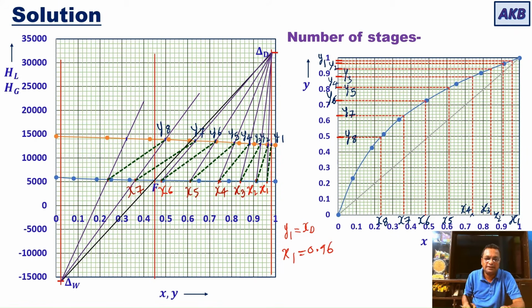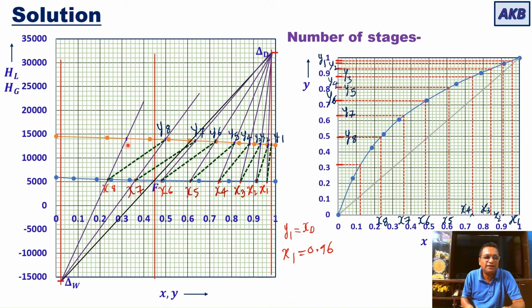So with this X8, I will come back to the enthalpy concentration diagram and locate X8. X8 is 0.24, so it is located over here. The next task is we will draw a construction line. The construction line will be drawn from X8 to delta W, and it will be extended so that it intersects the upper curve. So this is the construction line. And after that, X8 and Y8 will be connected by a tie line, because X8 and Y8 are in equilibrium with each other.